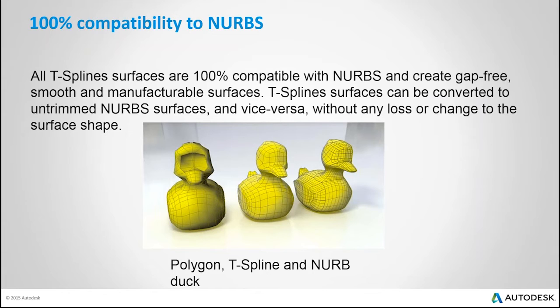A nice thing about T-Splines is that all T-Spline surfaces are 100% compatible with NURBS and are gap-free, smooth, maneuverable surfaces. T-Spline surfaces can be converted to untrimmed surfaces, and vice versa, without losing or changing the surface. So you can see there the picture of the three ducts. You've got polygon, T-spline, and the NURBS duct.